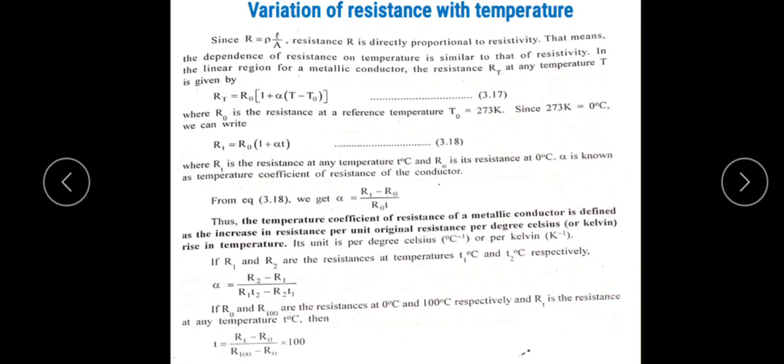If R0 and R100 are the resistance values, there is one more example like this. Here RT is the resistance at T degree Celsius and R0 is the resistance at 0 degree Celsius, and R100 is the resistance at 100 degree Celsius. In such a condition, the equation can be taken and the temperature can be determined by the formula. RT is the resistance at any temperature T degree Celsius. Now T is equal to RT minus R0 divided by R100 minus R0, into 100, that gives the temperature in degree Celsius.